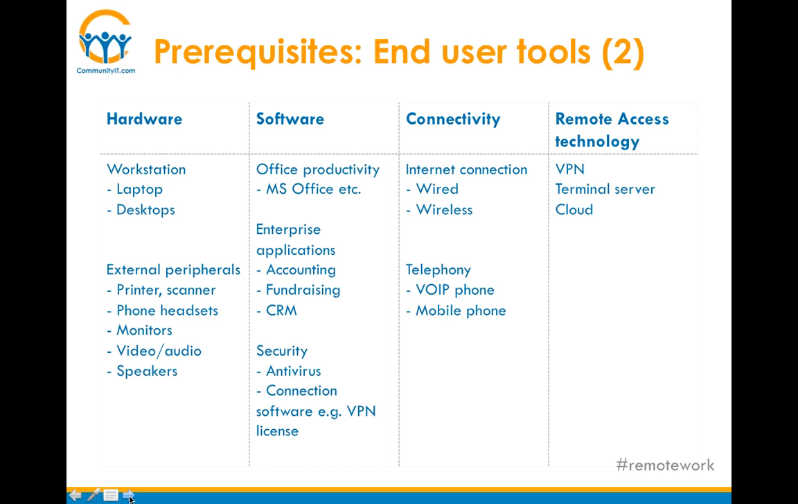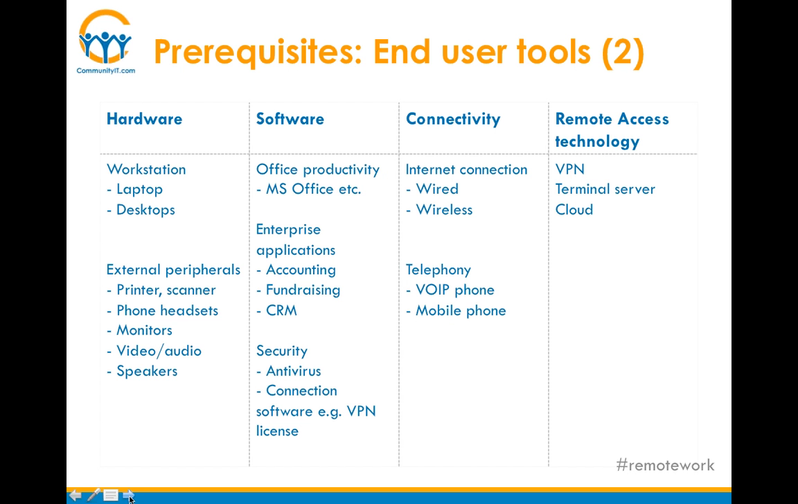In terms of applications, you need Office productivity, of course. The ones that we use the most is Microsoft Office, but there are some others out there. You might need enterprise applications. If you are an accountant, in the accounting department, or in fundraising, or the CRM, you will need applications around those things. And then, of course, you will need an antivirus, and you might need connection software. We'll talk more about VPN, but some software-based VPNs need a client application to connect.